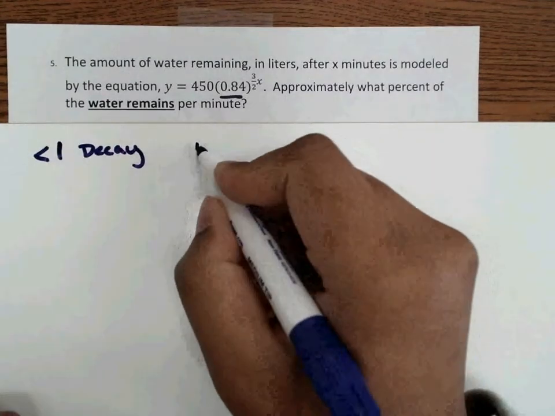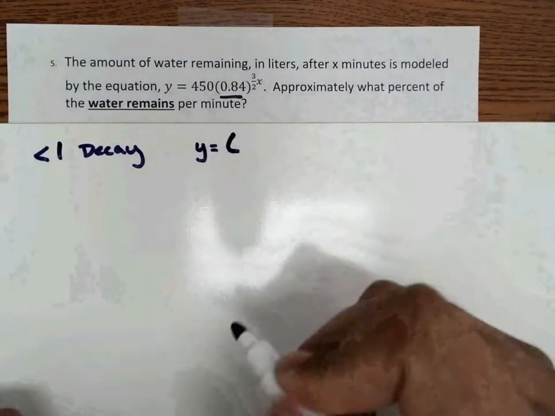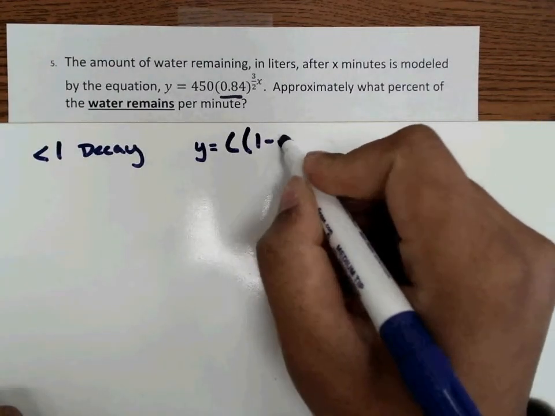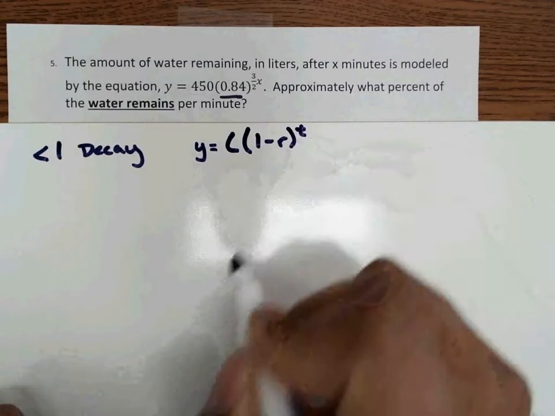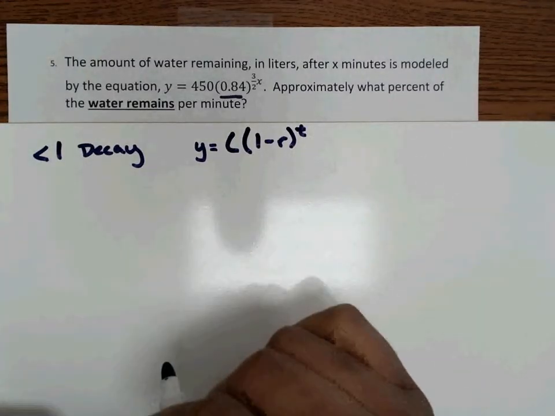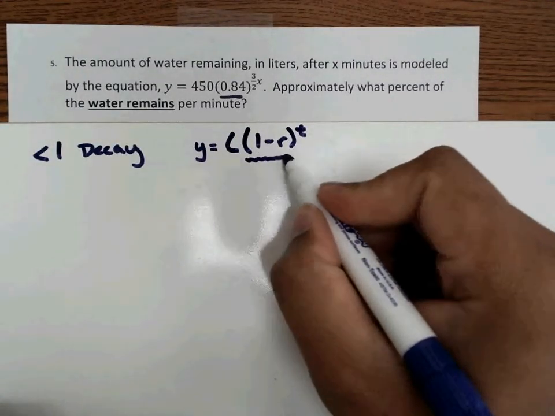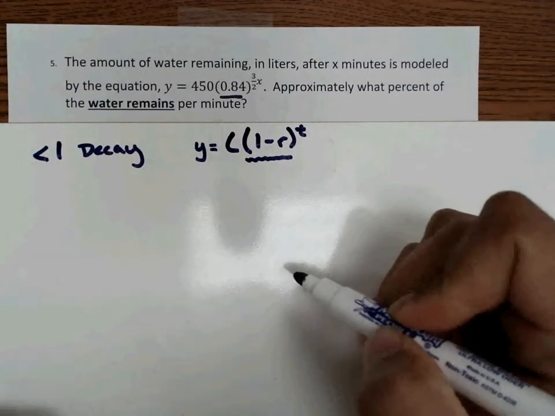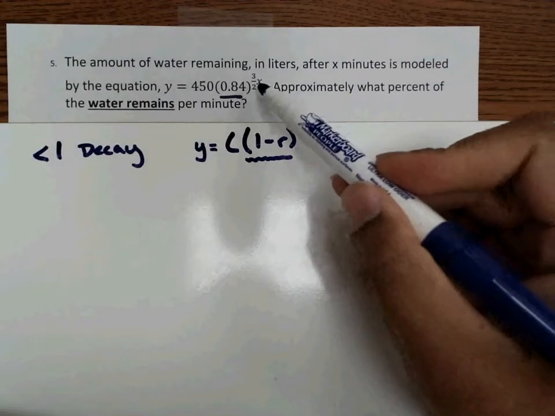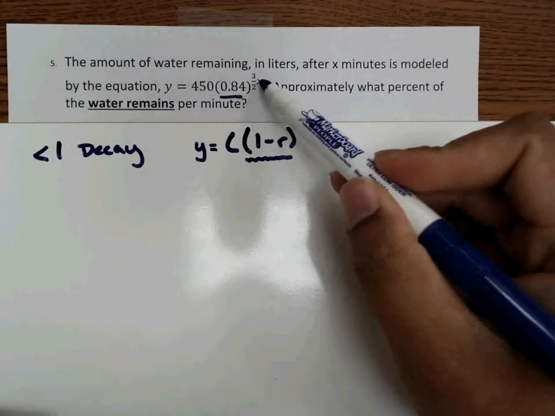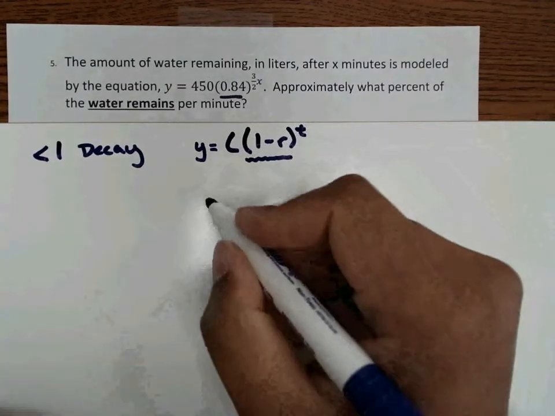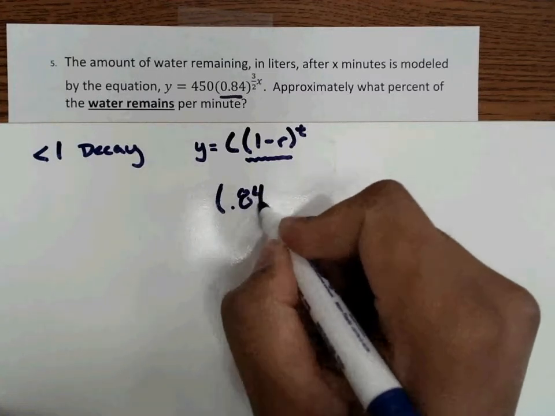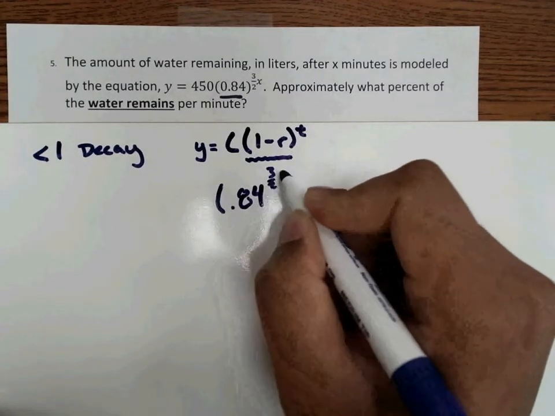So we're dealing with y is equal to c, and then we have our parentheses, 1 minus r, to the t. Remember, the most important area of these problems is this 1 minus r. Whenever we're trying to find the percent rate, we're dealing with the 1 minus r area. But the problem is that we have a number in front of our x term, in front of our time. So that's when we have to take that number inside of the parentheses, 0.84, and raise it to that power.